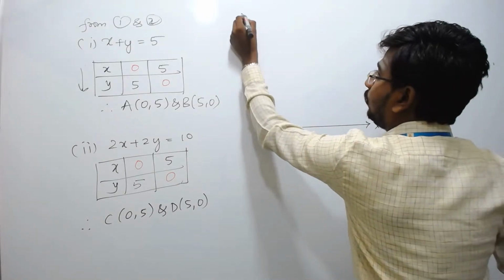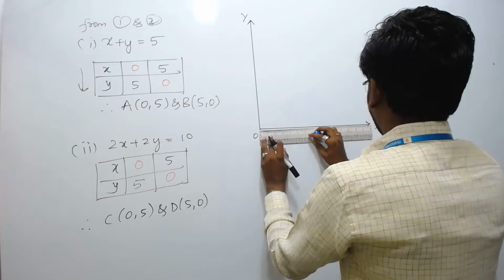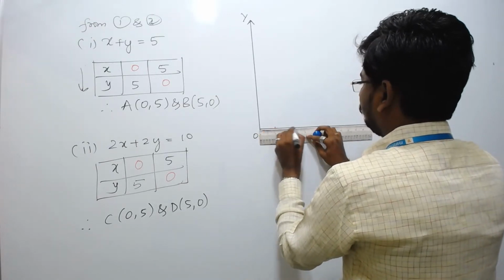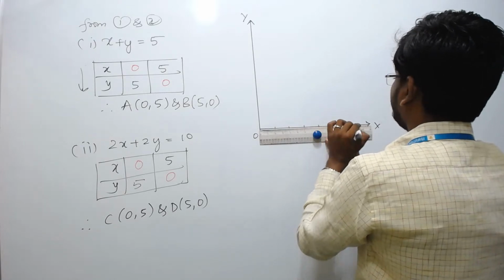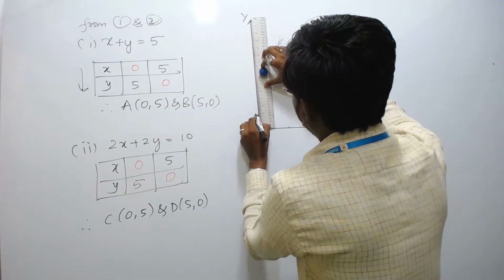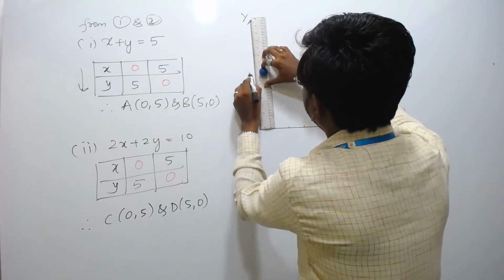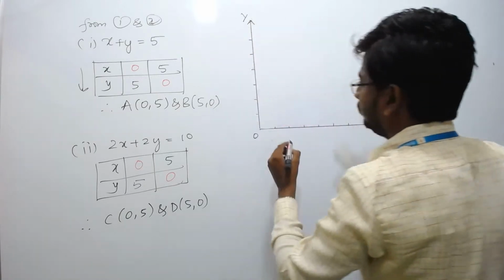X, Y, origin. So maximum point is 5. 1, 2, 3, 4, 5. One extra will take 6. And say 1, 2, 3, 4, 5, 6.